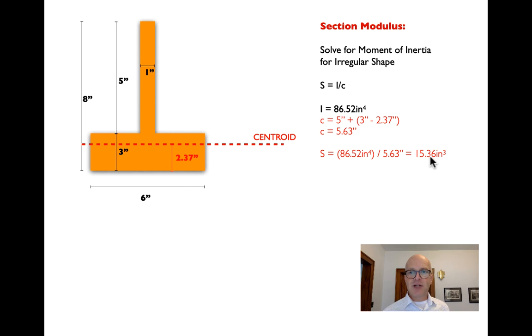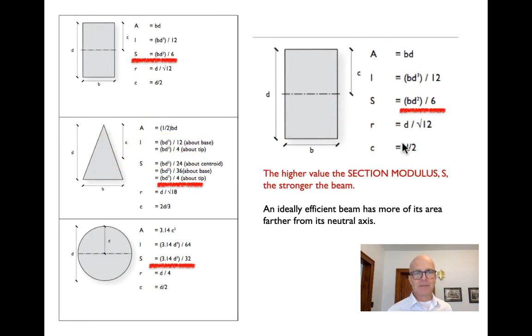And that kind of jives, right? That tells us more or less not just how much area we have, but where that area is in relation to the centroid. A measure of how much resistance and where that resistance is, how much resisting moment it offers us around the neutral axis.